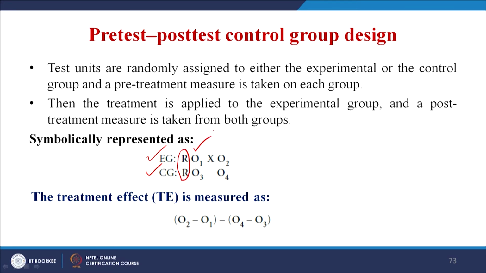Then a pre-treatment test is taken, a score is measured for the first group, and here also a score is measured. Then the first experimental group is shown an advertisement or a method of coaching is introduced to them, and here no such thing is done. So, there is nothing here, right, and after some time again a test is taken. So, the treatment effect is measured by O2 minus O1, where the treatment was given, minus O4 minus O3. This is the experimental group score, this is the control group. So, the score change of the experimental group minus that of the control group is the treatment effect.